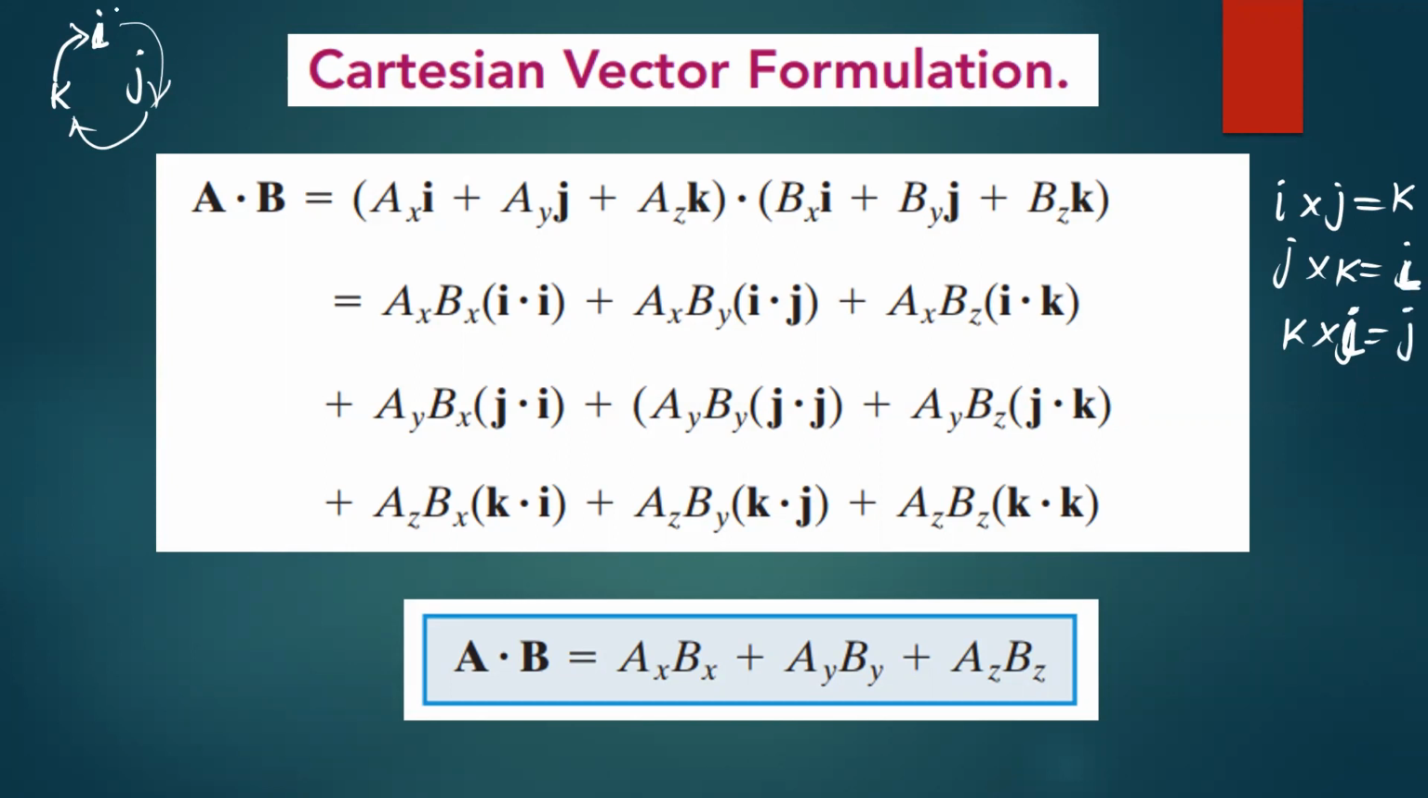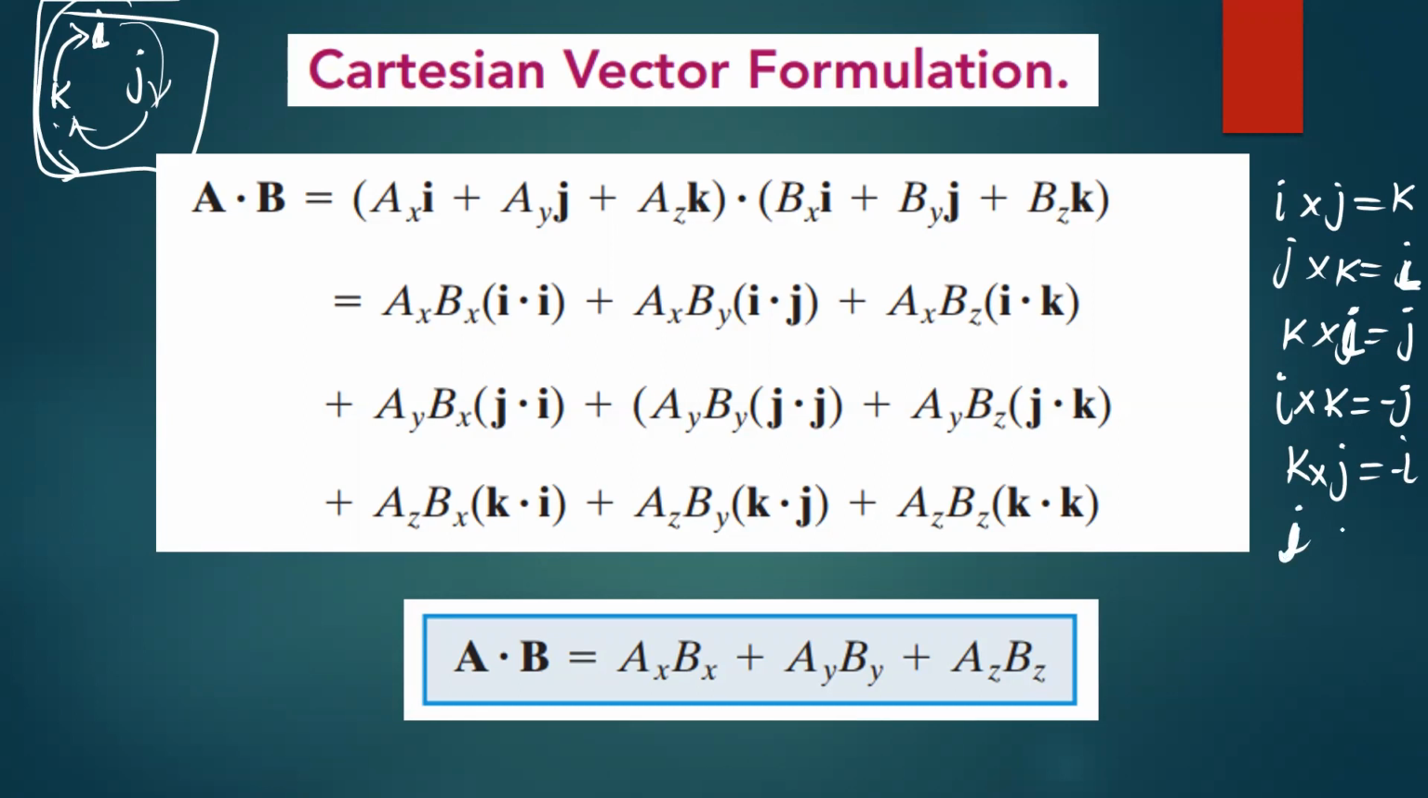So when we begin to go back, when you're going the other way, when we say I cross K, the answer is negative J. And then K cross J, the answer is negative I. So you can know this just from what I've drawn there. And then J, oh sorry, I always have problems in writing J and I.